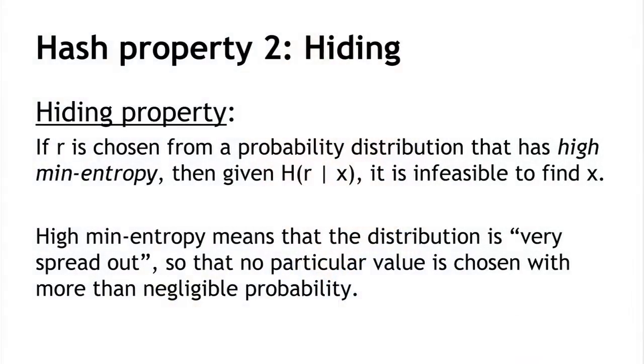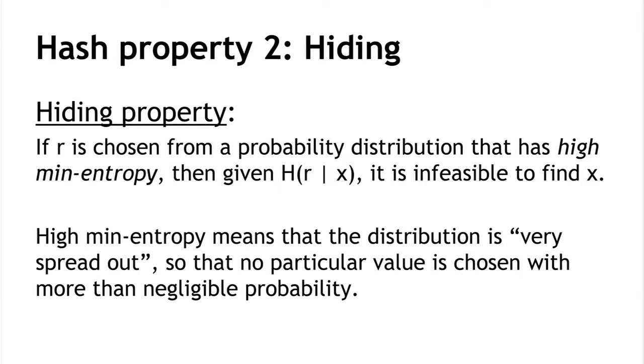If we're going to have a hiding property like this, it needs to be the case that there's no value of x which is particularly likely. That is, x has to be chosen from a set that's in some sense very spread out, so that this method for the adversary of just trying all the possible values of x, or just trying a few values of x that are especially likely, is not going to work. So the hiding property that we are going to need to set up is a little bit more complicated.